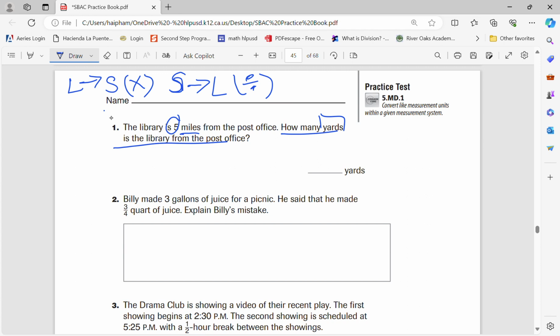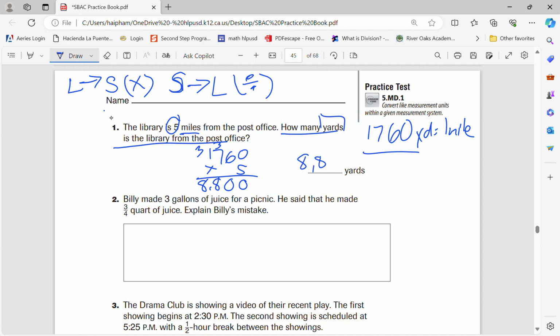There are 1,760 yards in 1 mile. So I'm going to take this number, since we're going from large to small, and multiply it by 5. So we need to take 1,760 times 5. 0 times 5 is 0. 6 times 5 is 30. Regroup that 3. 5 times 7 is 35, plus 3 will give me 38. 5 times 1 is 5, plus 3 is 8. And there you have it. We have 8,800 yards in 5 miles.